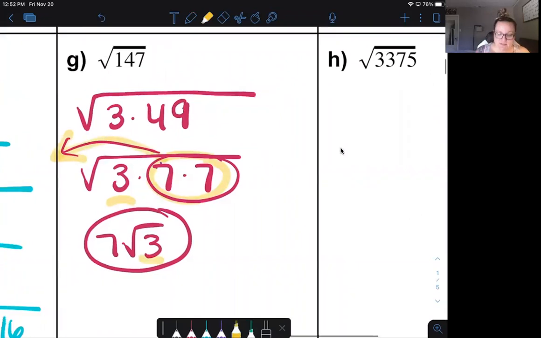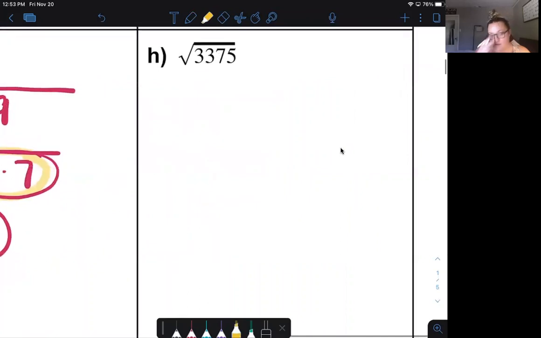And last but not least, let's do problem H, 3,375. Break it down into its prime factors, and then bring out the groups of 2 that you can and leave what's left under the radical. Go ahead and press pause and press play when you're ready to check your work.